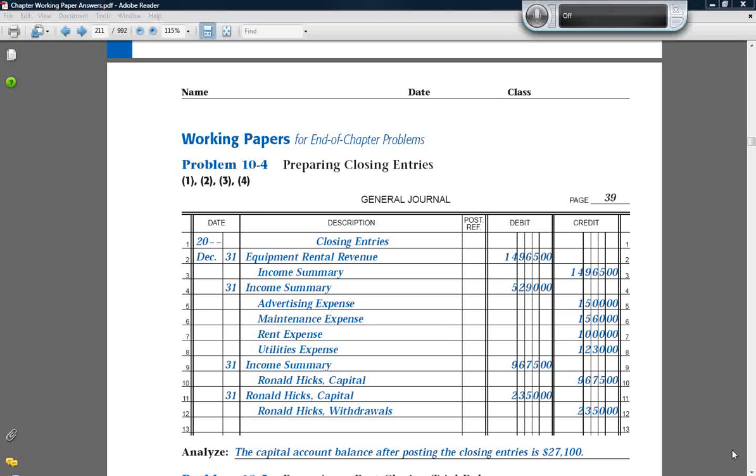What is the capital account balance after posting closing entries? If we quickly take a look, we had a balance of Ronald Hicks Capital of $19,775. If I add to that the $9,675 and subtract the $2,350, capital has a normal credit balance. I add the capital, subtract the withdrawals, and that would give me a balance of $27,100.